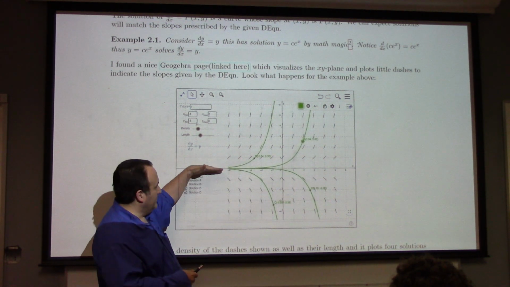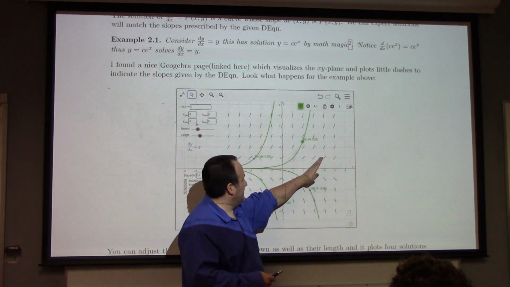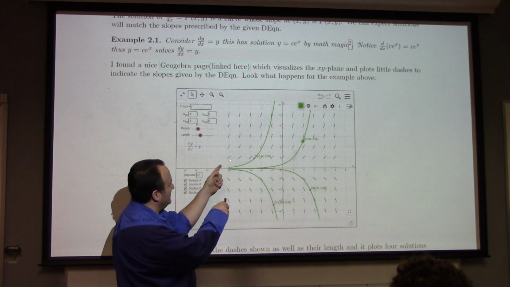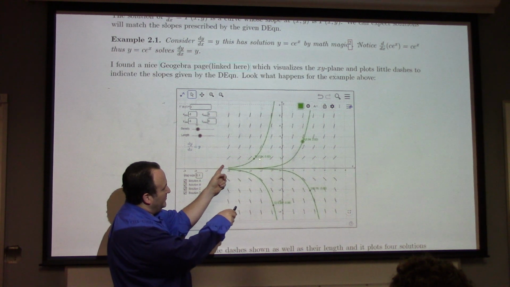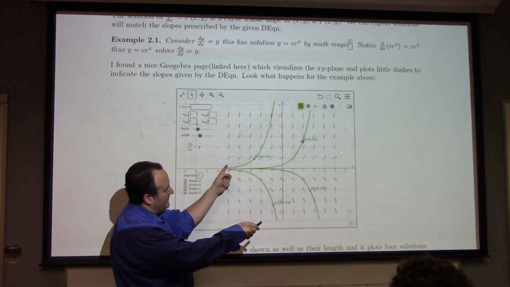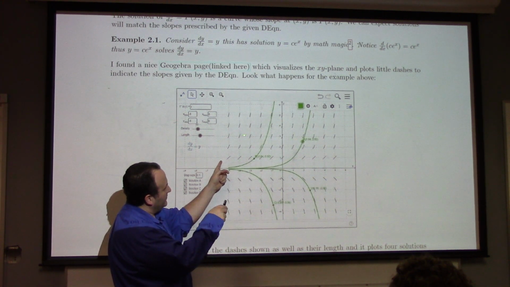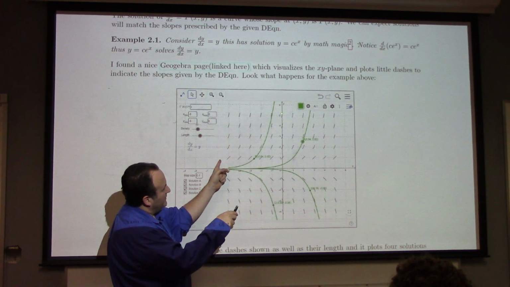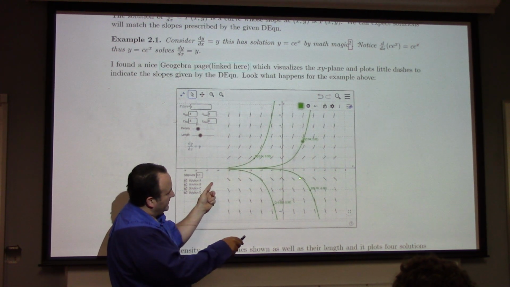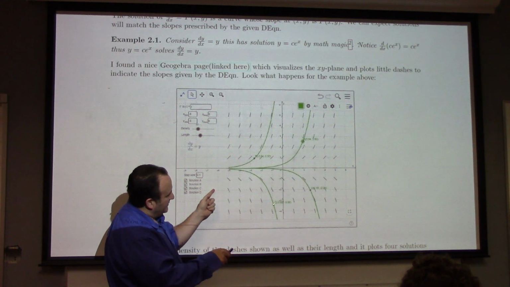That means horizontal here, right? Positive slope up here, and it's the same positive slope, right? Slope 1, slope 1, slope 1. You get the idea. Slope 2, 2, 2. Slope 3, 3, 3, slope 4, 4, 4. Slope 5, right? Down here, negative slope. Negative slope 1, negative slope 2, negative slope 3.